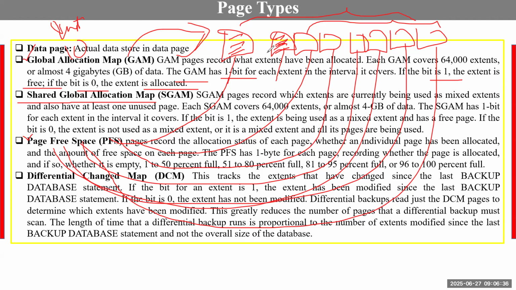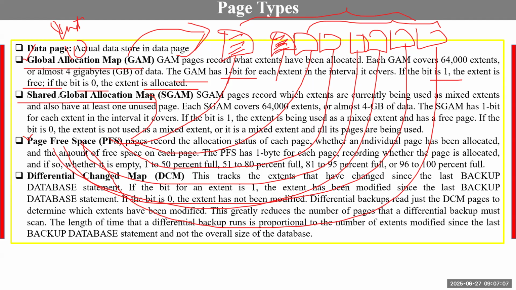PFS is tracking the database free space information. GAM is allocating, sir, all are different. This is allocating. These two are tracking. Don't get confused. GAM is allocating. SGAM and PFS are tracking the free space information. That's it, sir. Very simple.